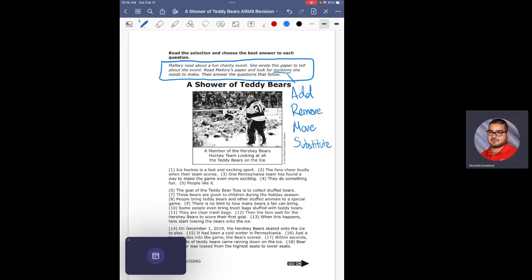This introductory paragraph does give us some information. It's letting us know that the author, Mallory, read about a fun charity. Okay, so we already have something here. It's a fun charity.